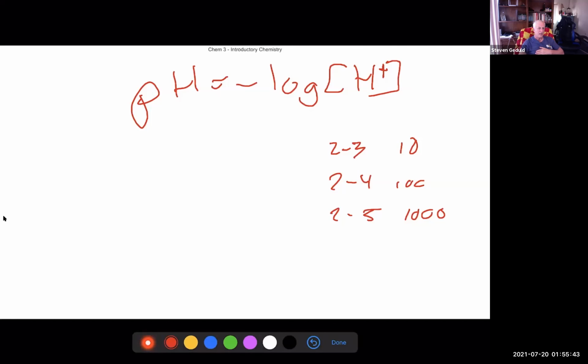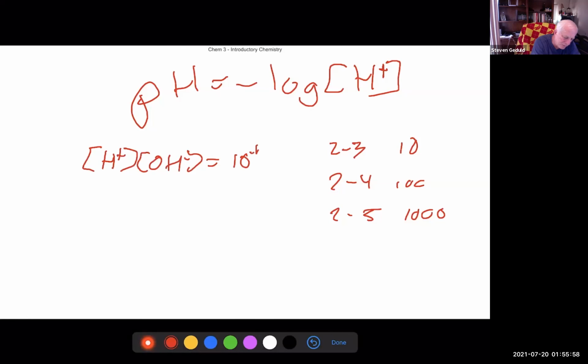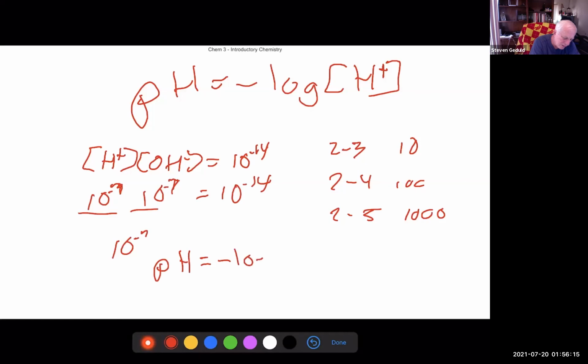Okay? Now, we said that when the pH equals 7, H and OH are the same. So the concentration of H plus times the concentration of OH minus is equal to 10 to the minus 14. So when it's 10 to the minus 7 times 10 to the minus 7 equals 10 to the minus 14, this is equal, right? They're both the same. The pH equals minus the log of the H plus, in this case 10 to the minus 7.